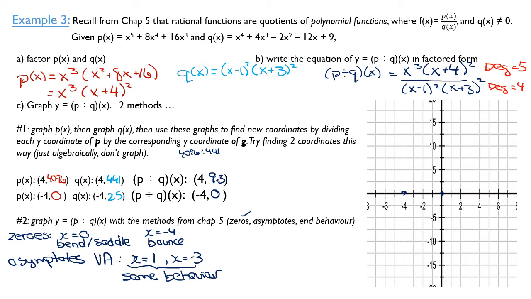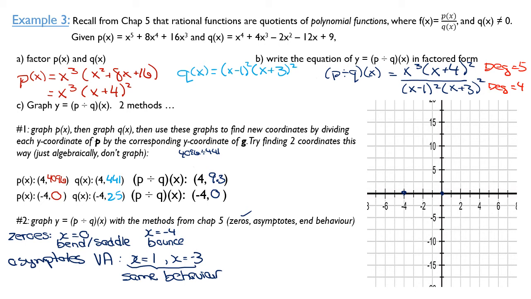Since the degree of the numerator is greater than the degree of the denominator by exactly 1, do you remember what that means? It means we're going to have an oblique asymptote. So there's no horizontal asymptote, we're going to have an oblique asymptote. We're going to have to find out where that is. And how do we find the oblique asymptote? Well, we have to divide. We're going to take our numerator and our denominator and divide them.